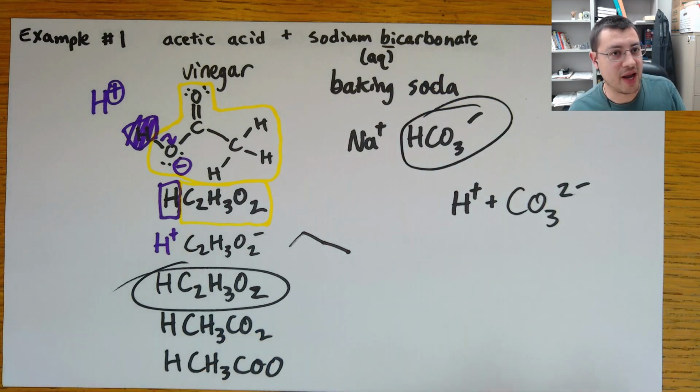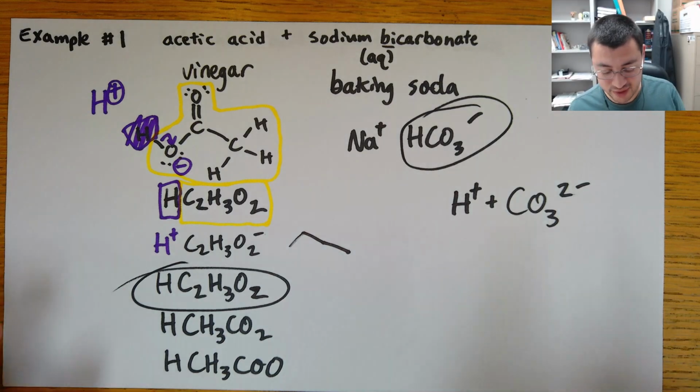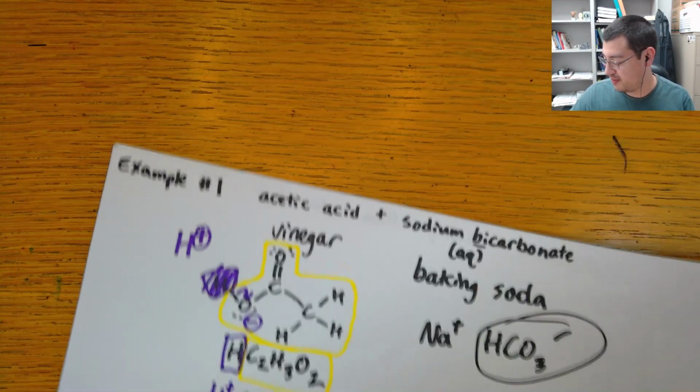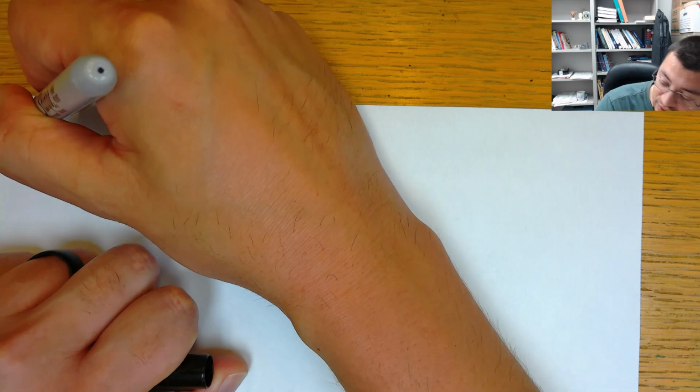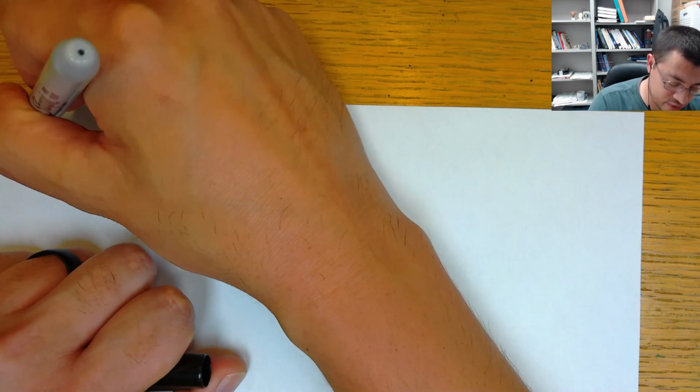So, man, I must have talked for like 3 or 4 minutes already without having done the problem yet. Anywho, now that we know the chemical formulas, we can begin trying to do a double displacement reaction. So let's write out these chemical formulas again.